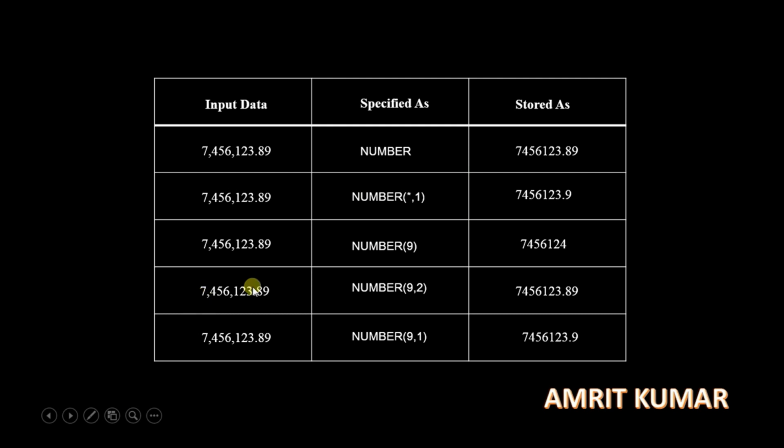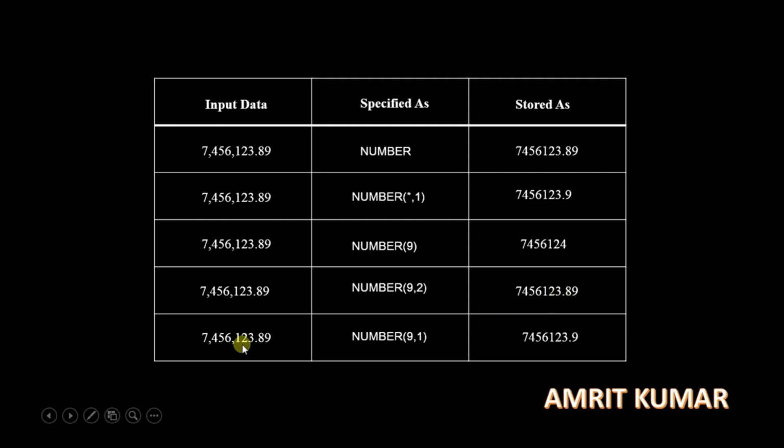Now moving on to another example, 7,456,123.89, which is entered by the user. Again you are seeing that the number I have specified is 9,2. Now precision is 9 and scale is 2. Scale says the digits after the decimal point, and precision says the total number of digits, having scale 2.